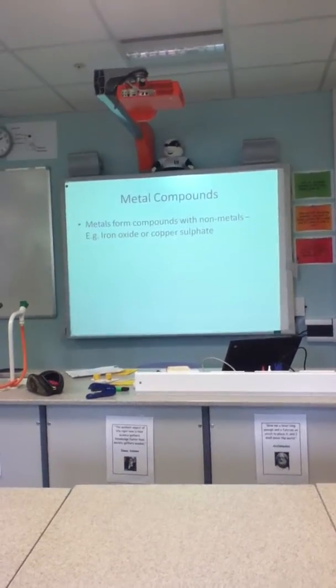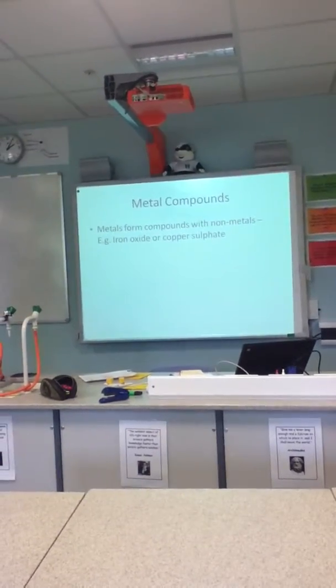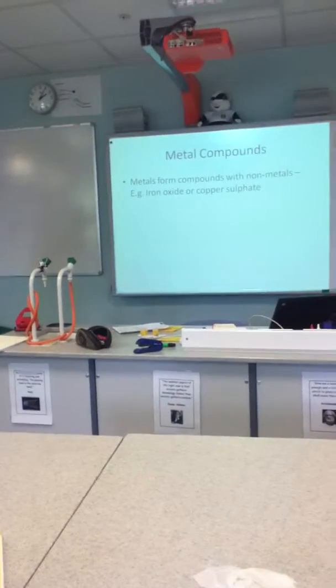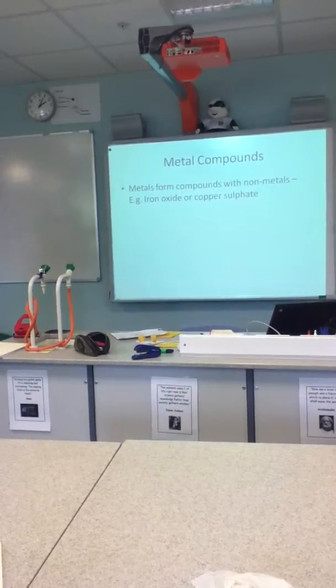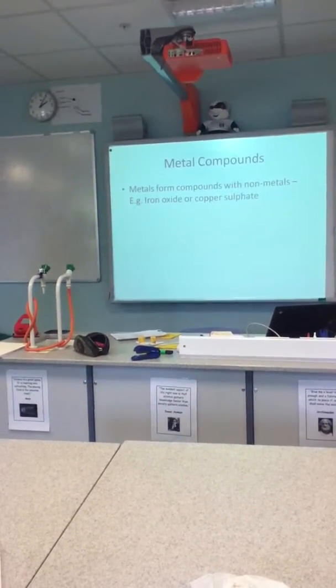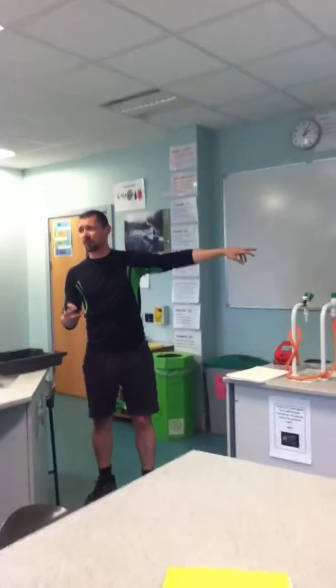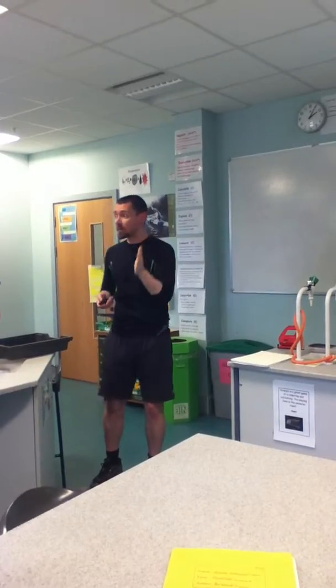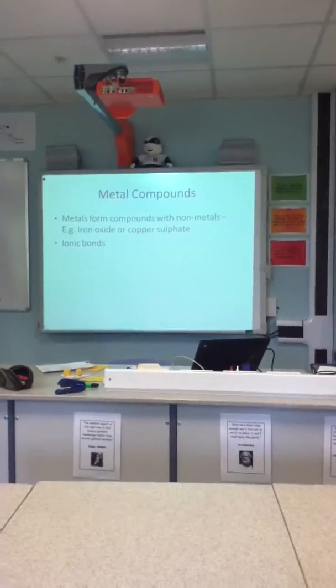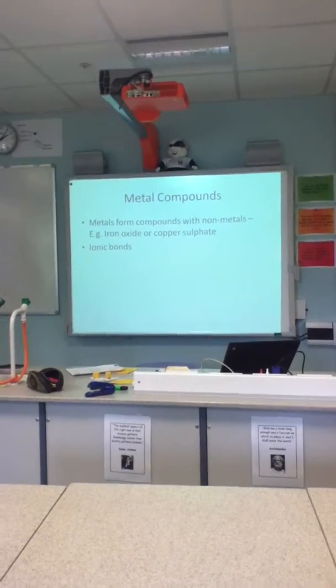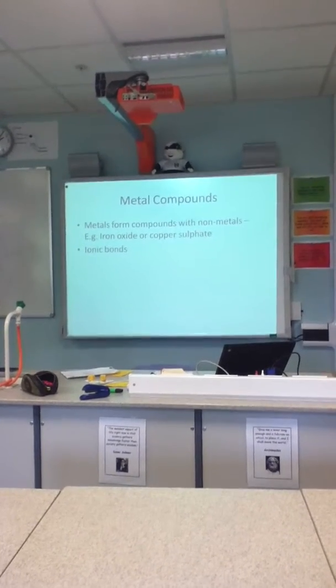Metals always form compounds with non-metals. So for example, iron is a metal and it forms a compound with oxygen that we call iron oxide. Copper is a metal and it forms a compound with sulphate, which contains oxygen and sulphur, both of which are non-metals. And when metals form compounds with non-metals, they do that using things called ionic bonds. We shall learn a little bit more about ionic bonds later on.